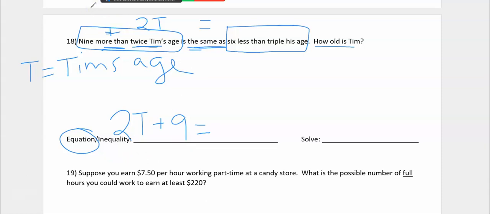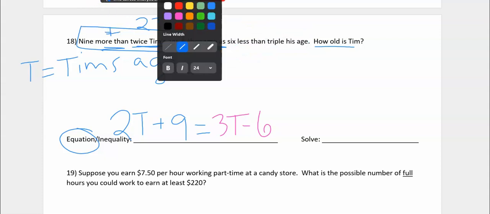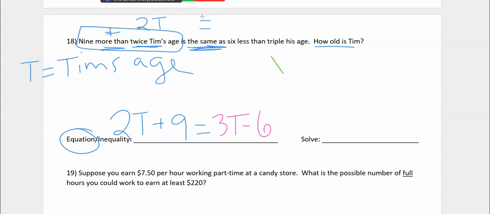So check out the other side. Is the same as, equals. Remember that key phrase less than. It goes backwards from what it looks like. It's subtraction. So 6 comes first. You actually have to write 6 at the end. Triple Tim's age would be 3t. So there's my equation. Now I just have to solve that for t. So let's come over here.